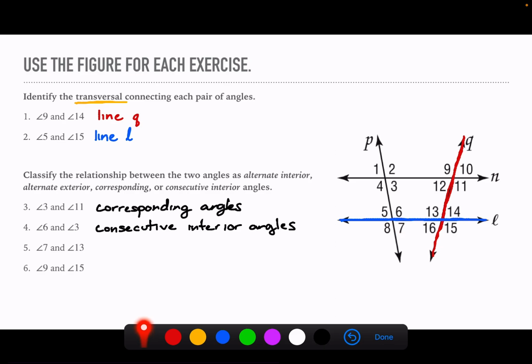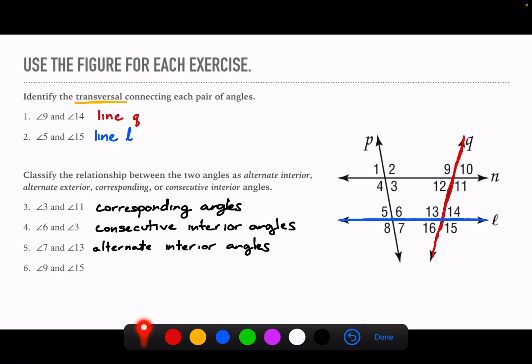Take a look at 7 and 13. 7 and 13 are here, so that tells us that line L is going to be our transversal. We can see that 7 and 13 are on the interior of these two lines, and we can also see that they are alternating. They're switching sides of our transversal. So therefore, they are alternate interior angles.